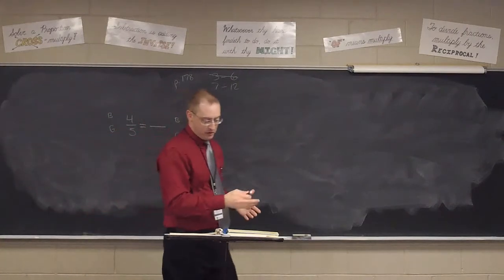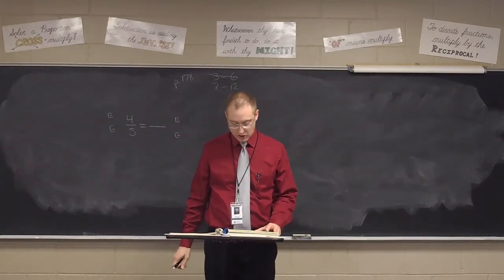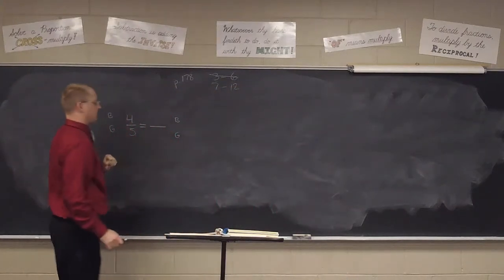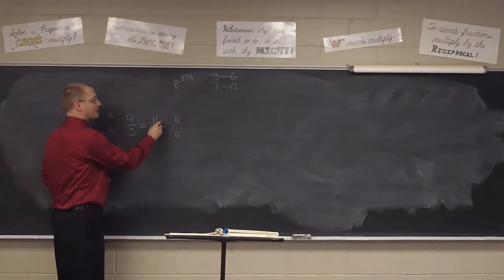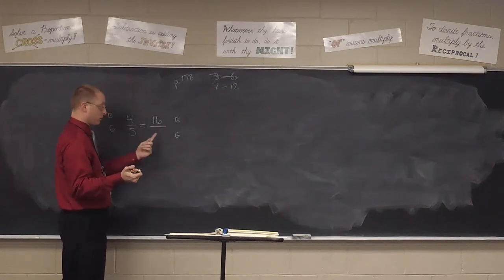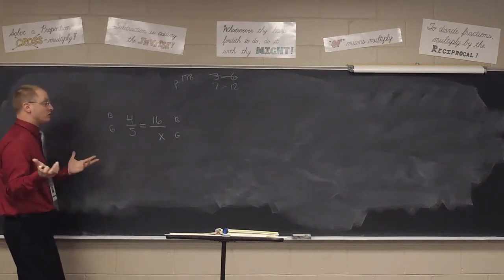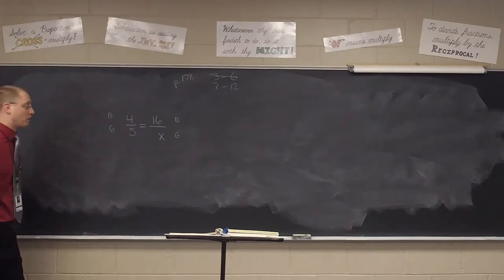What's the other number that they give us, class? 16 boys. So where do I put the 16? On the top. And since it says how many girls, what do I put at the bottom? X. And I'm going to use the equal ratio method here and do it in my head. What's X?